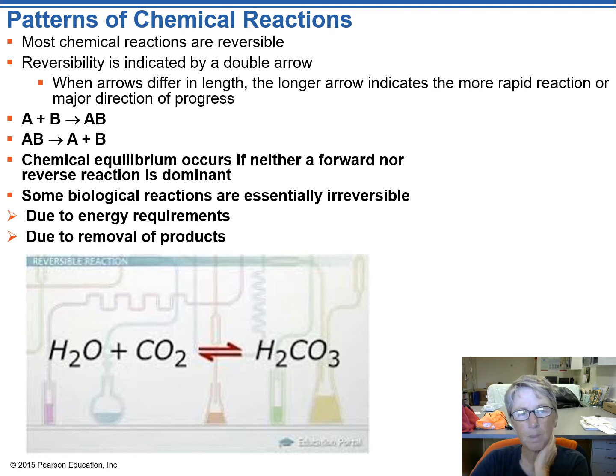I don't know if this is exactly true. But most chemical reactions are reversible. If you have a reversible reaction, you'll have a double arrow, like this guy right here. So this is saying water plus carbon dioxide gives carbonic acid. And then carbonic acid, when it breaks down, so it goes this way with the arrow, when carbonic acid breaks down, it makes CO2 and water. So it's a reversible reaction.